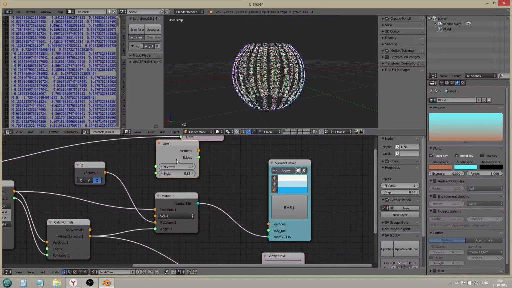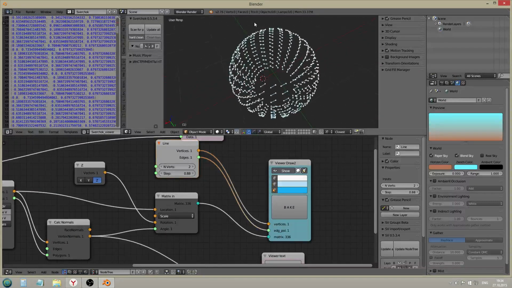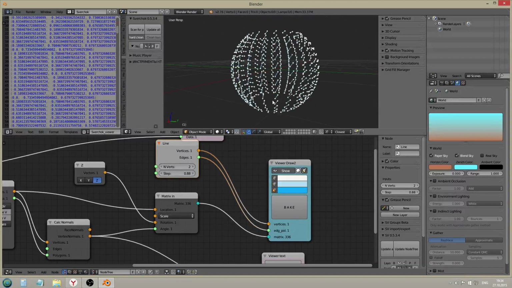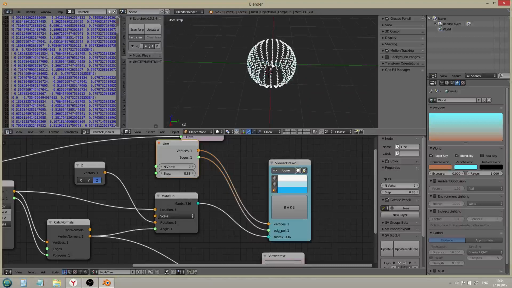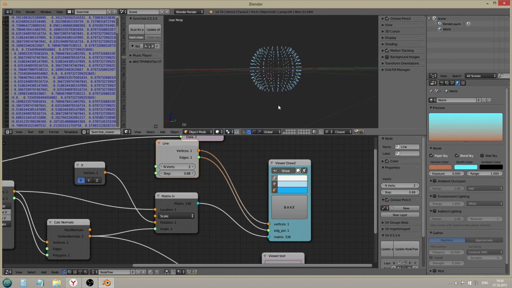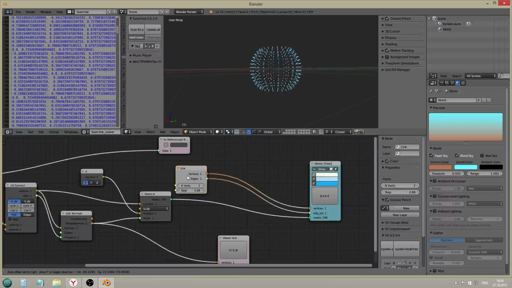Okay, let's see what will be with line. Line rotated on the curve, on the sphere. They flip it on the sphere because the line is generated on the X axis. So we choose X and we have normal lines. It's not altogether what I wanted to show.